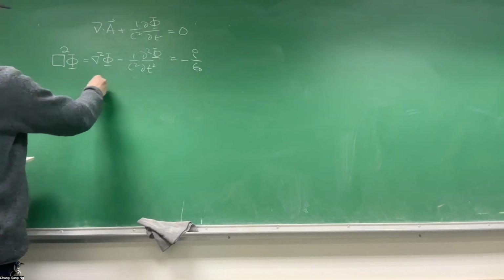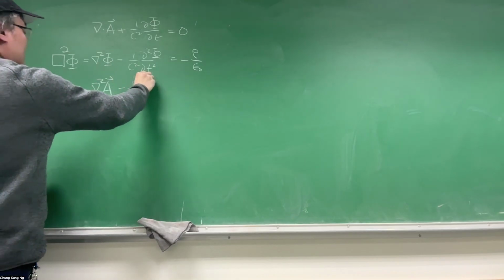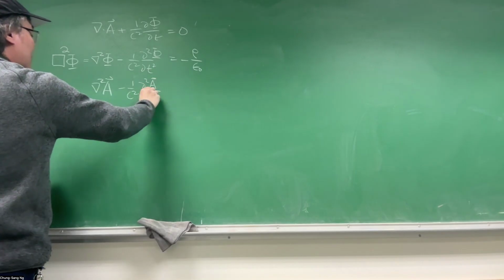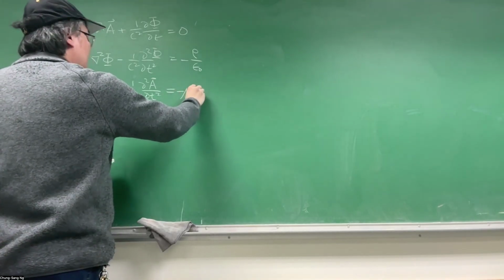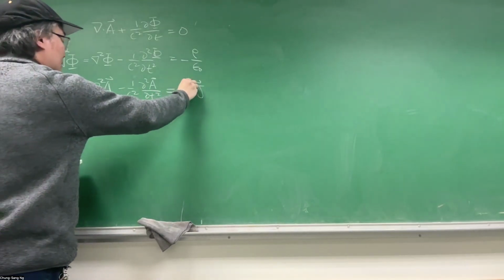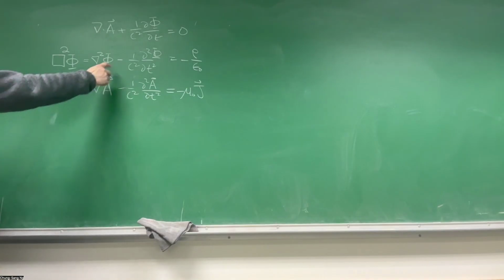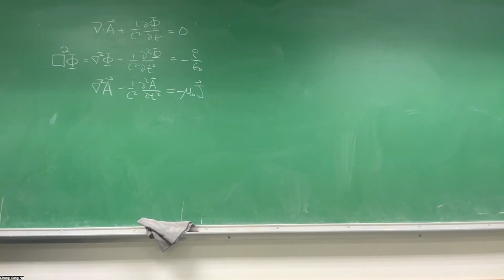Then there's an A satisfying a similar equation, the same operator, but the right-hand side is minus mu 0 times J. Again, it is similar to the magnetostatic equation with an extra term. We'll talk about how you solve this kind of differential equation later in this class, because we are falling behind again.